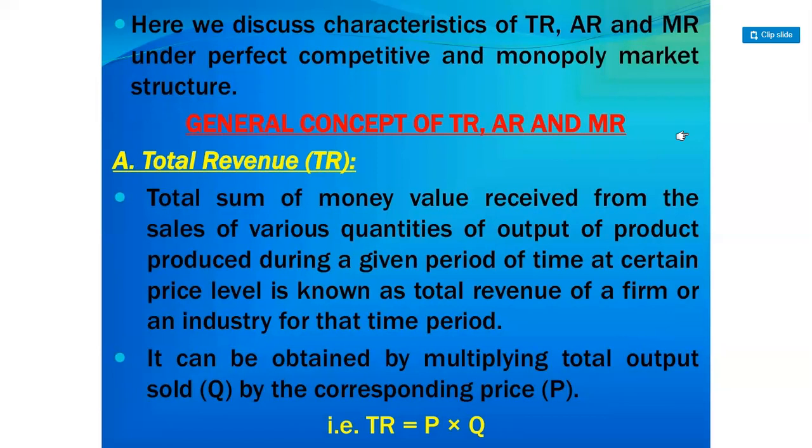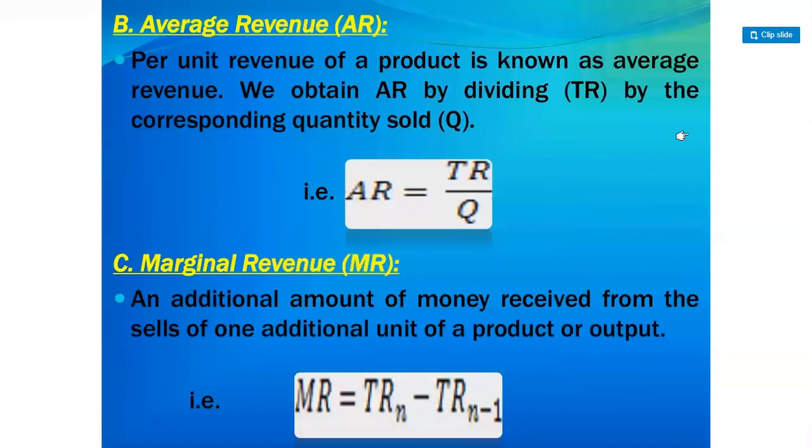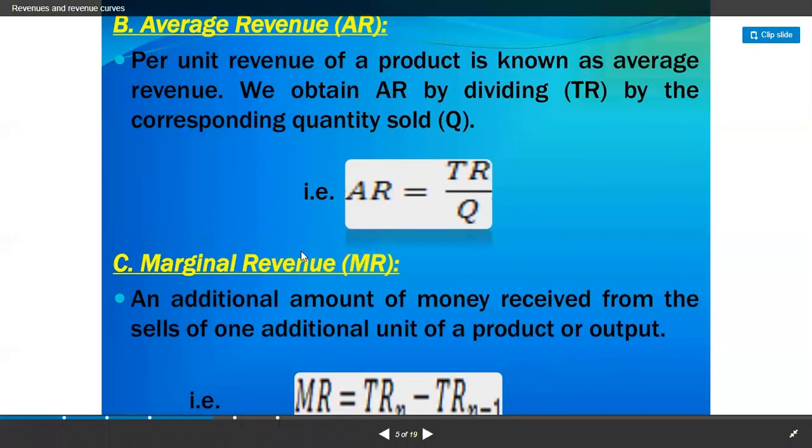Next we are discussing average revenue. Per unit revenue of a product is known as average revenue. We obtain average revenue by dividing the TR by the corresponding quantity. The formula is given here. Then marginal revenue is the additional amount of money received from the sales of one additional unit of the product.